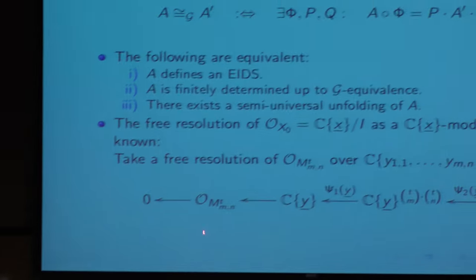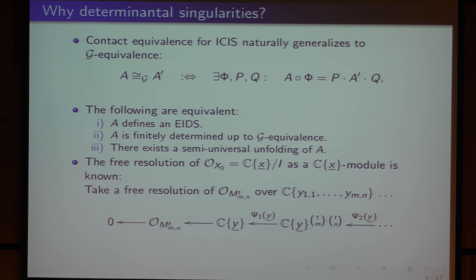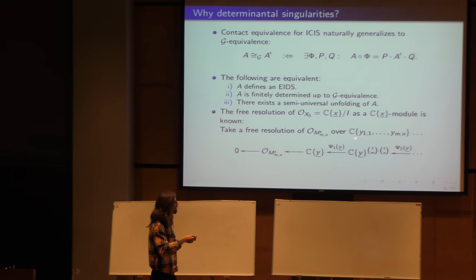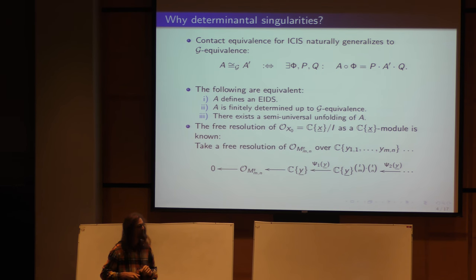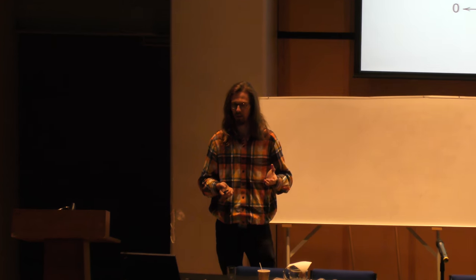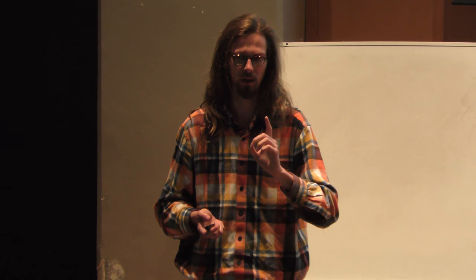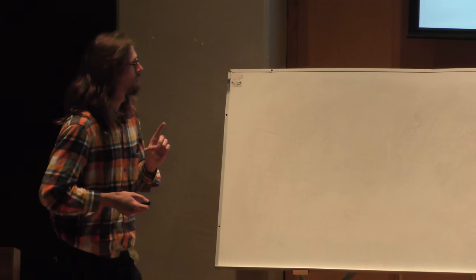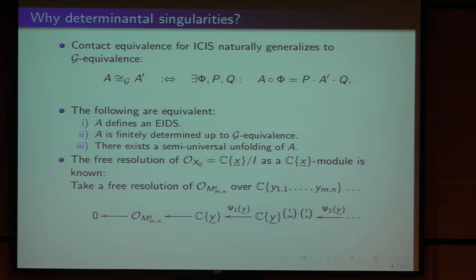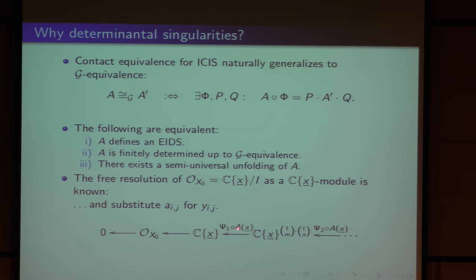You can take a free resolution from the generic determinantal variety. Here for the coordinates y, I want to take the coordinates of the space of m by n matrices as an affine variety. So we have y_11 up to y_mn, the entries of the generic matrix. These resolutions have been computed by Lascoux in his thesis, I think, back then. But he uses representation theory and he can only do it in fields of characteristic zero, I think. But since we're working over C, we don't have a problem. And if we take this free resolution, we obtain a free resolution of our determinantal singularity just by substituting the matrix entries for the y_ij.